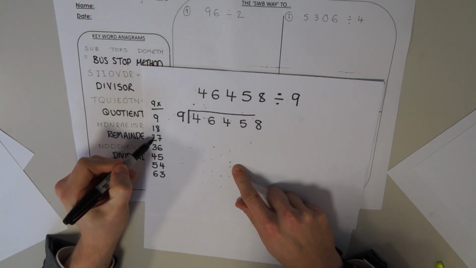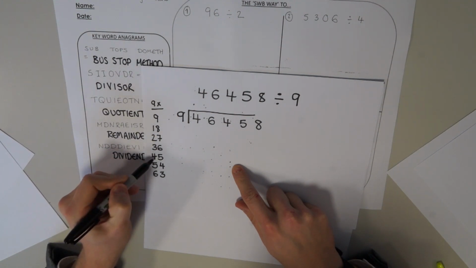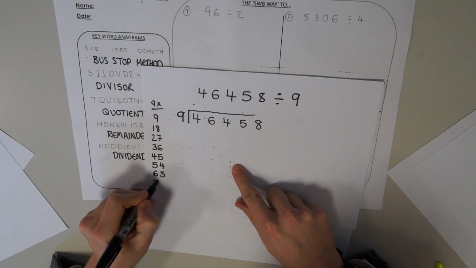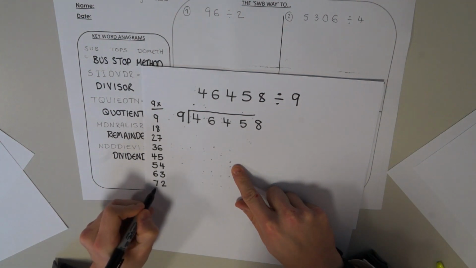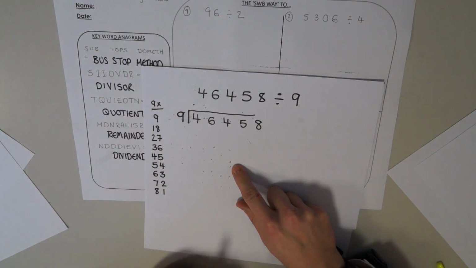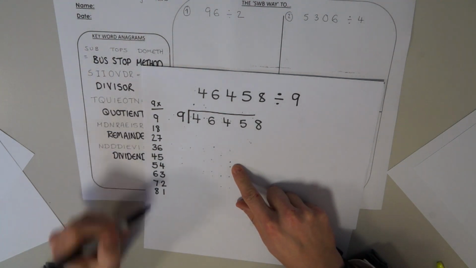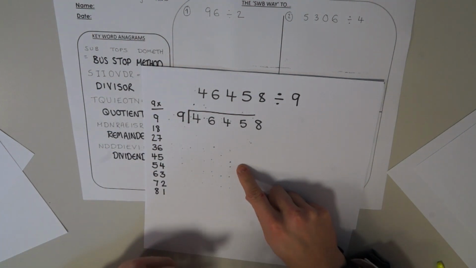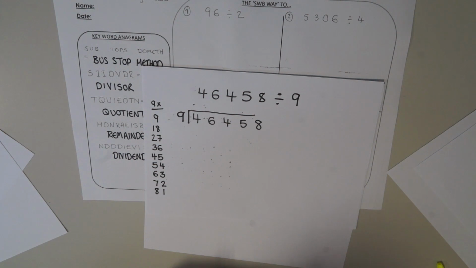Add another 9 is 27. Add another 9 is 36. Add another 9 is 45. Add another 9 is 54. Add another 9 is 63. Add another 9 is 72. And add another 9 is 81. Once I've gone down to my 9th number in the 9 times table, I don't need to write any more.